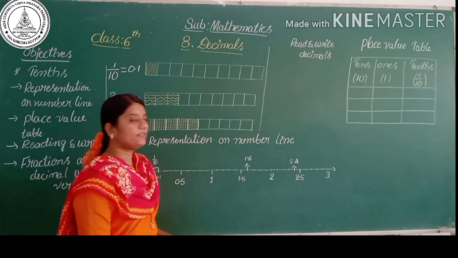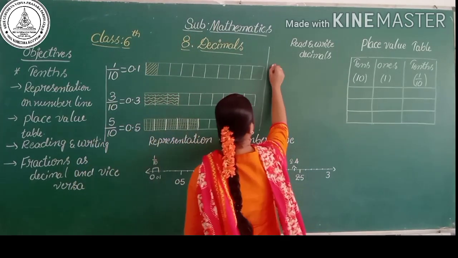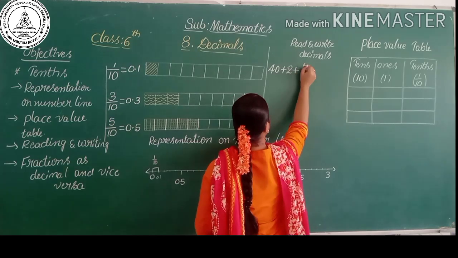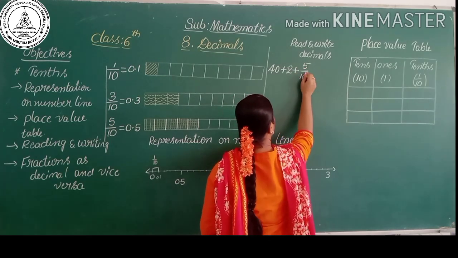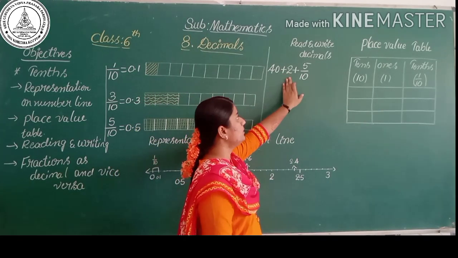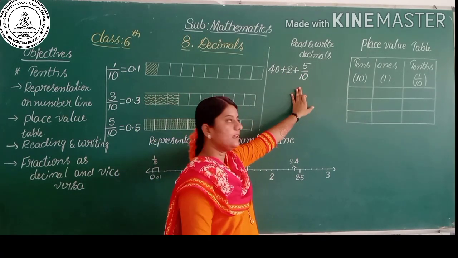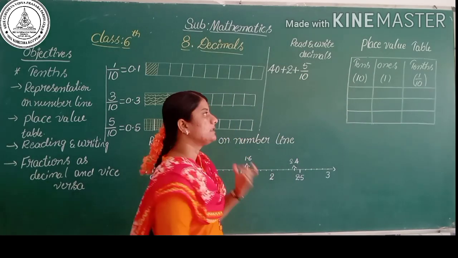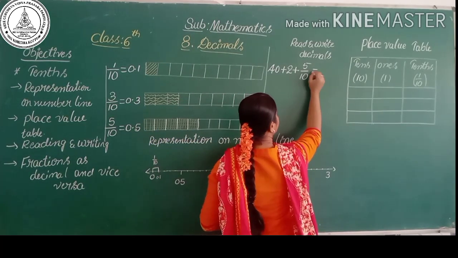Okay. So read one of the examples here. 40 plus 2 plus 5 by 10. Okay. How can you write this number in decimal form? Yes, we can write here.